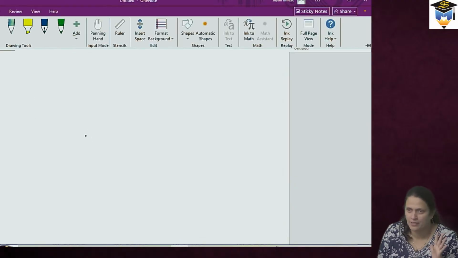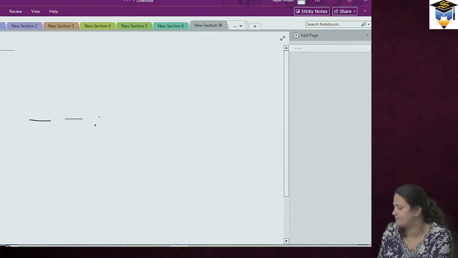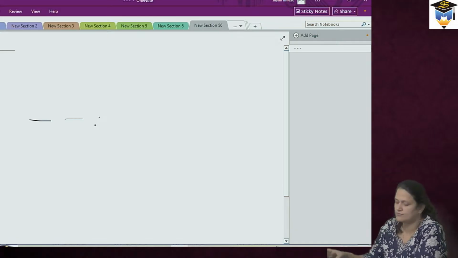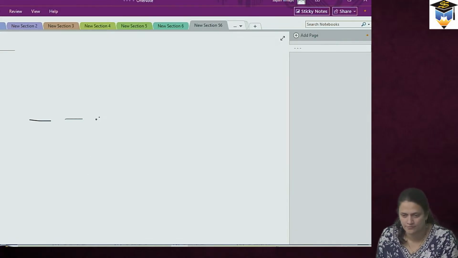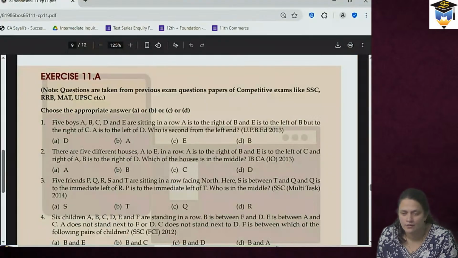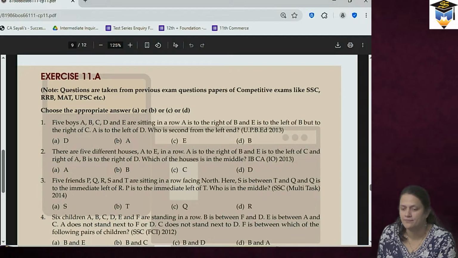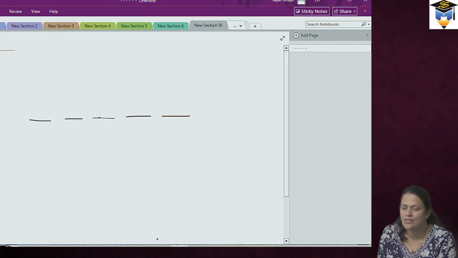आता 5 people आहेत. Or I can draw it like this. This is given to us. Now let us read one by one. A is to the right of B and E is to the left of B. आता मला सांगा, E is to the left of B.